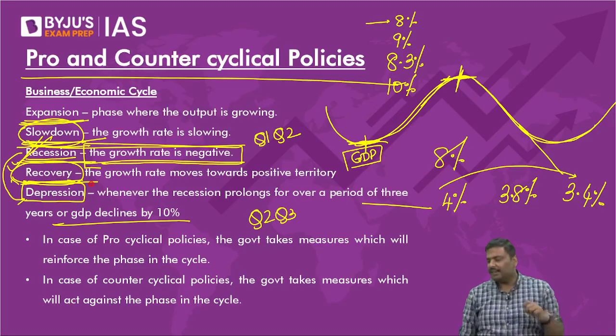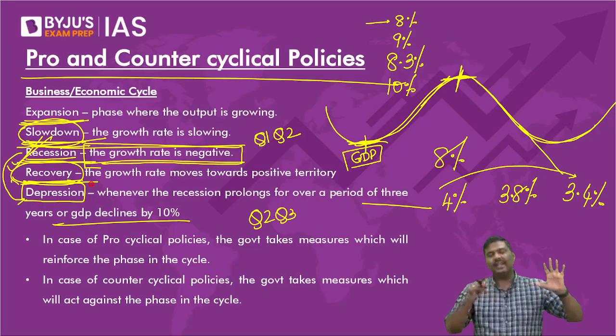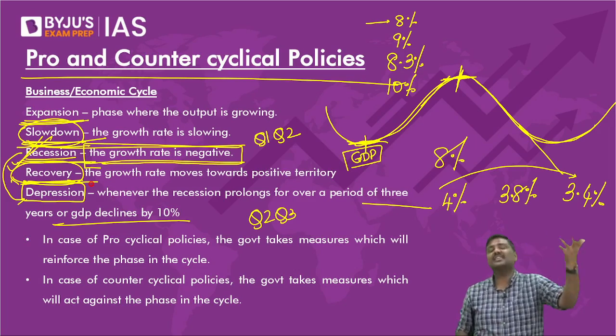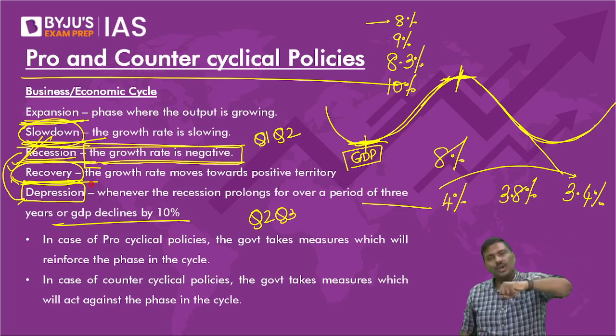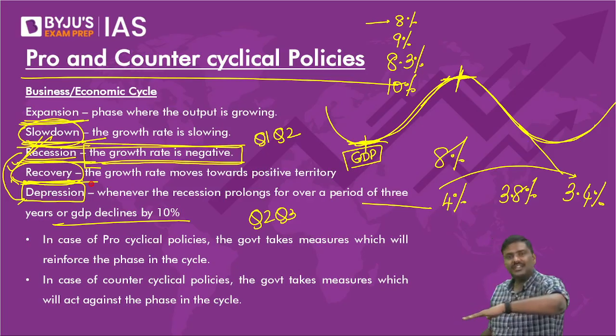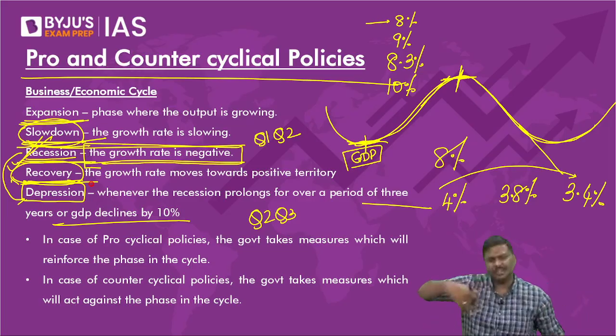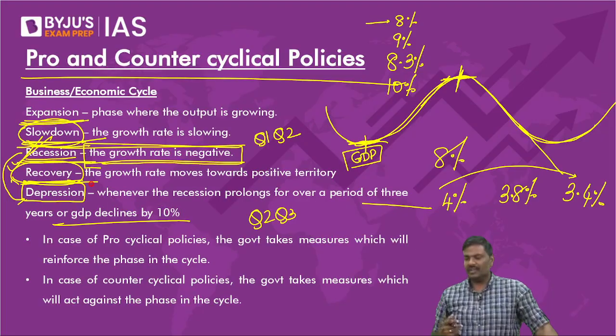Any difficulty, let me know. So it's a very simple idea. First, there is an expansion, a boom, but you cannot sustain it. Then there is a slowdown. Then there is a recession. Then there is a recovery. If recession is not controlled, it will become depression. And from depression, you will experience a recovery.